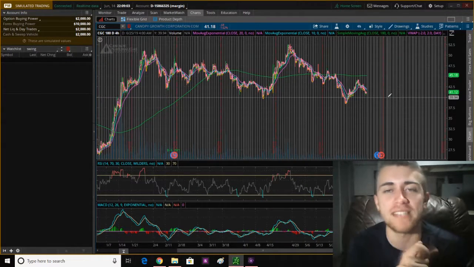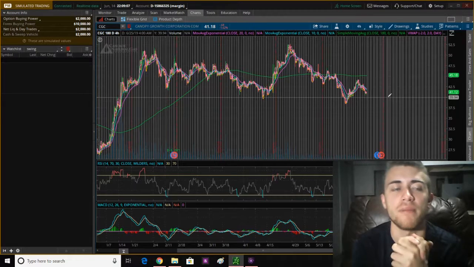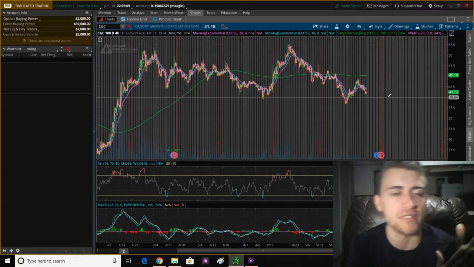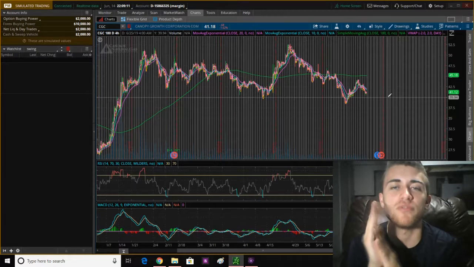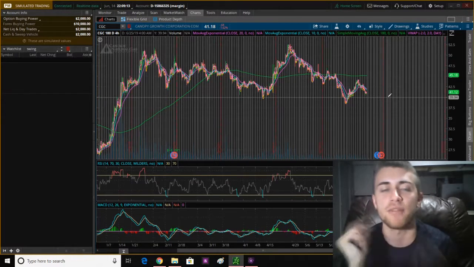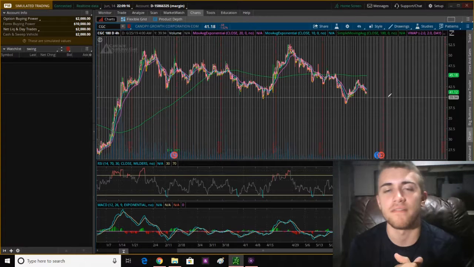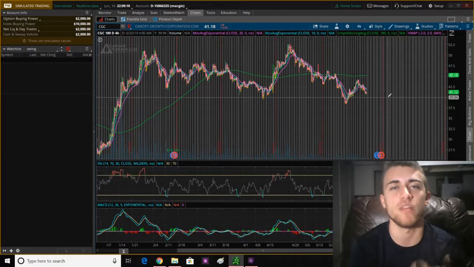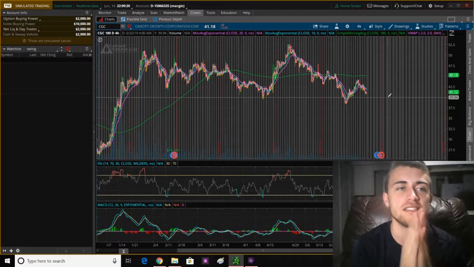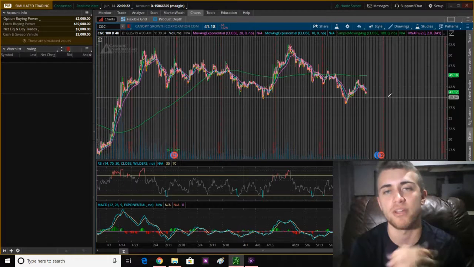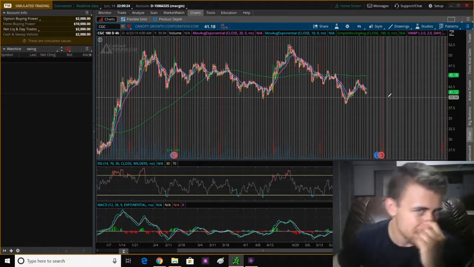Like always, I'll let you guys know what I'm using. I'm using Thinkorswim. Download it from TD Ameritrade, 100% free. This is what I use to analyze and decide, predict, forecast what's going to happen with a stock and when I'm going to buy it, either using simulated trading or using my Robinhood account. So let's just get started.